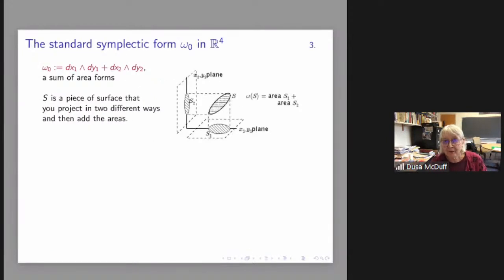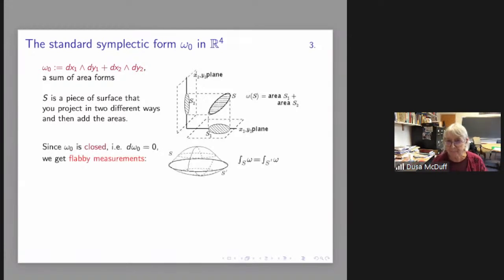Now, let's look at the standard form in a little bit more detail in 4 dimensions, because I'm going to be talking in 4 dimensions mostly. So there we have a sum of area forms. What you're doing is you take a little piece of surface S, which is 2-dimensional, and you project it on the x1, y1 plane and take its area, and project onto the x2, y2 plane and take that area and add them up. So that's what you can measure.